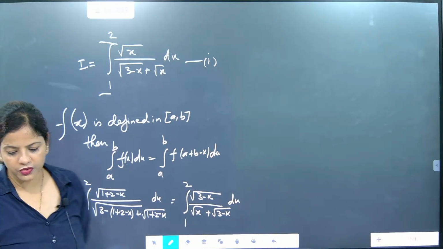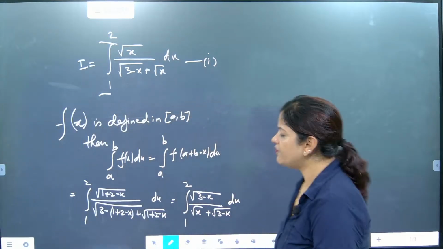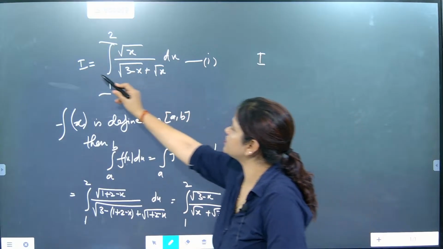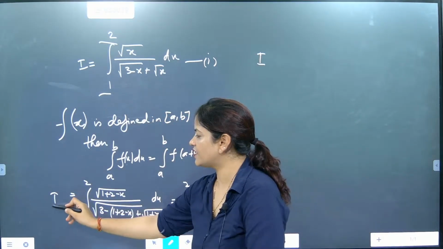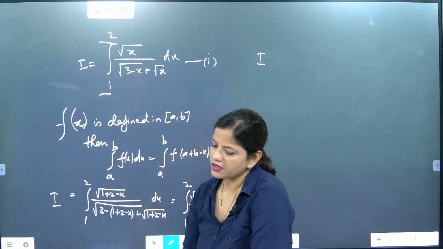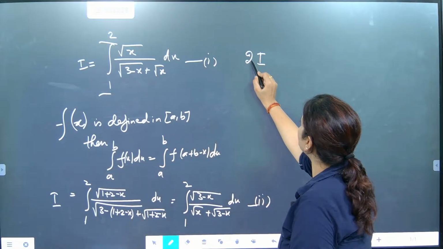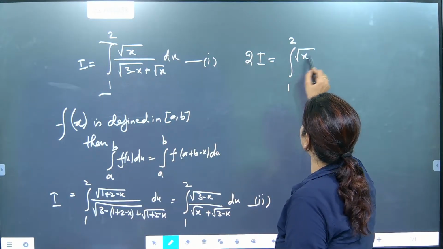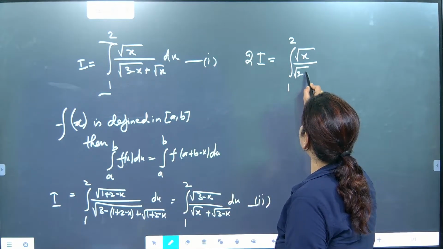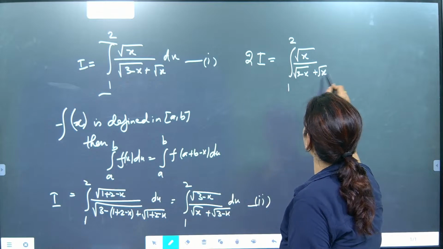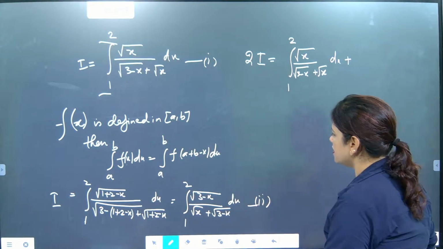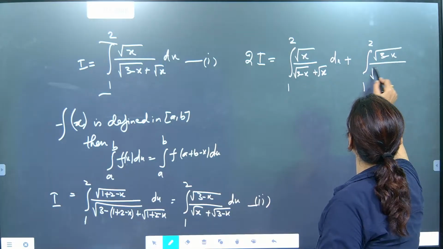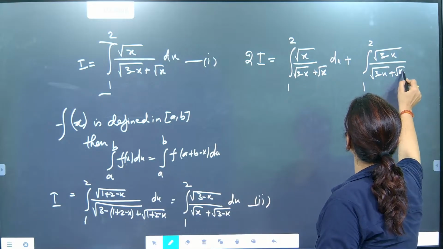Now what we are going to do is add equation 2 and equation 1. So I first was this one and I second part is this one after application of the property. Now here it will become 2I is equal to 1 by 2 root under x by root under 3 minus x plus root under x dx, and here plus, this time, it is 1 by 2 root under 3 minus x by root under 3 minus x plus root under x dx.